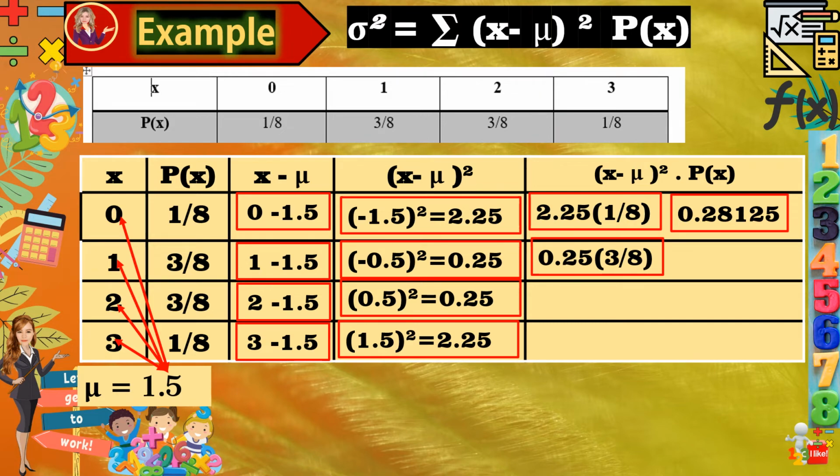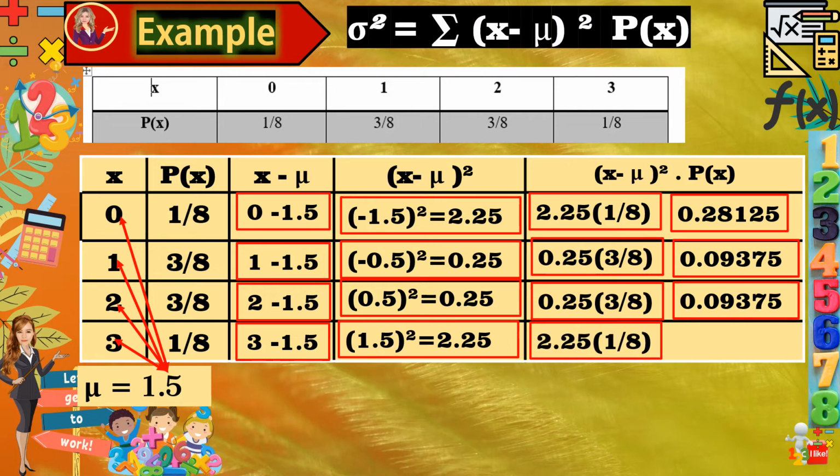Next, 0.25 multiplied by 3 over 8 will give you the result as 0.09375. Move on to the next, which is 0.25 multiplied by the p of x, which is 3 over 8. It will give you 0.09375. Then the last, 2.25 multiplied by 1 over 8 will give you 0.28125.